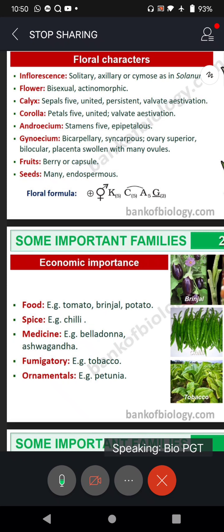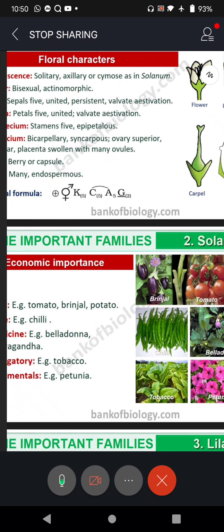We have described so much, and to make it in a simple way, we use floral formula. Like yesterday I said, in your chemistry chapters, organic chemistry, you are using so many formulae, no? HCl, H2SO4, KMnO4, like that. Here also in biology, whenever we want to describe a family in short, in brief, we use this floral formula.